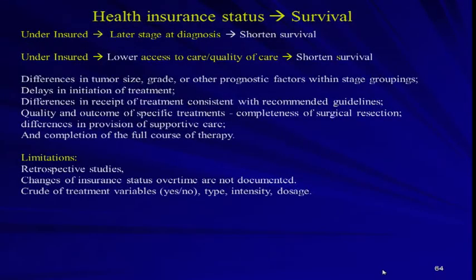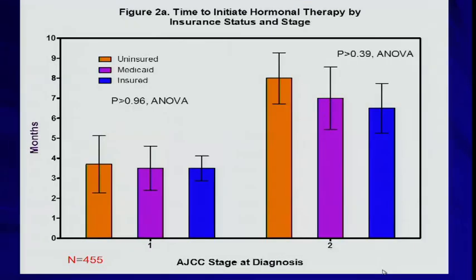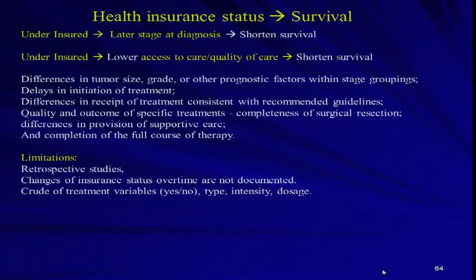Then in general, being underinsured may lead to later stage of diagnosis and then shorter survival. Underinsured means lower access to care or quality care, which may shorten their survival. Of course, a lot of other factors are also associated with survival. The limitations of the retrospective study include selection bias, recall bias, etc. Also, the change of insurance status over time is not documented. Those are insurance payer status only at diagnosis.